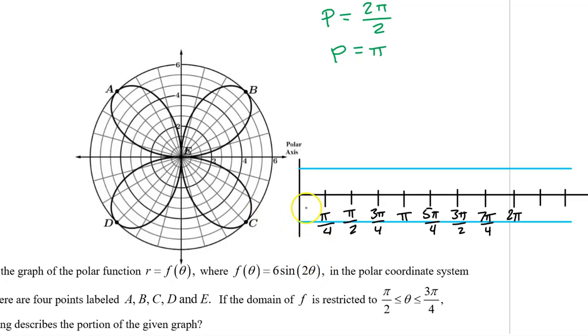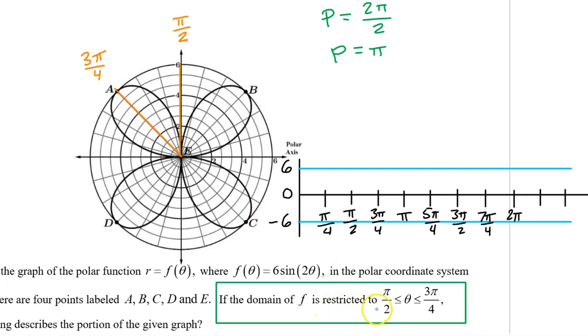There is no vertical shift, so the midline is 0. The a value of 6 tells us that the amplitude is 6, so 6 above 0 is a maximum of 6, and 6 below 0 is a minimum value of negative 6. If the domain of f is restricted to the interval from pi over 2 to 3 pi over 4, on the polar graph we are talking about the interval that goes from here to here. We have memorized that one period of the sine function looks like this. We can draw more if we need to, but this may be enough.